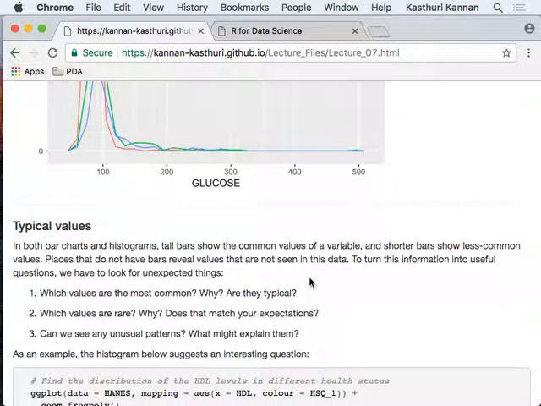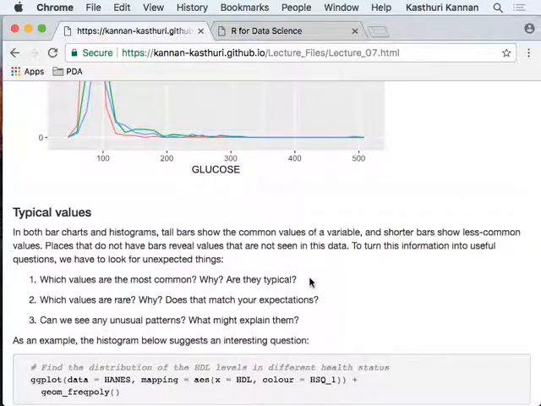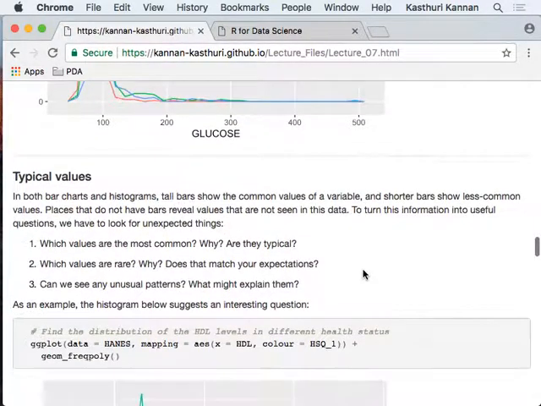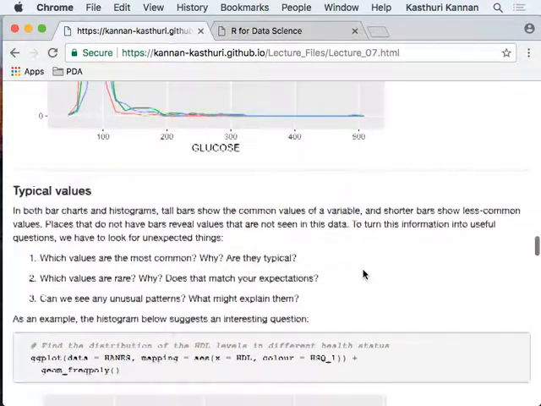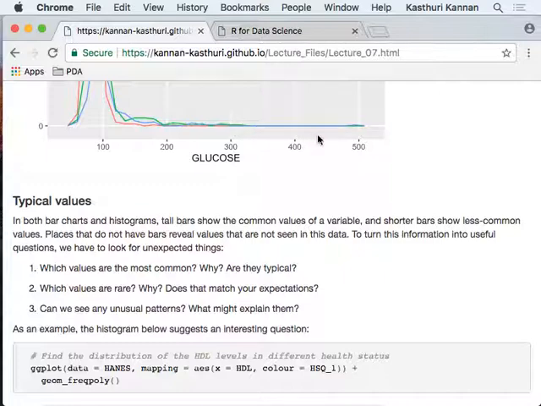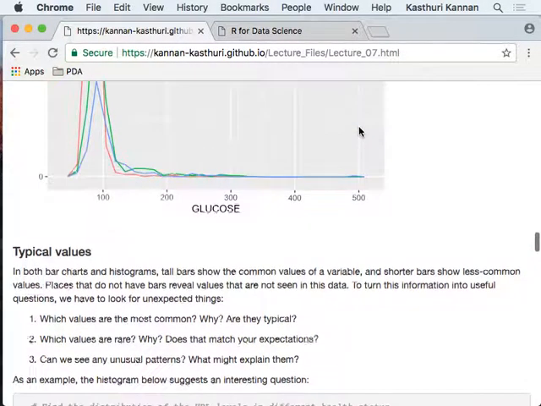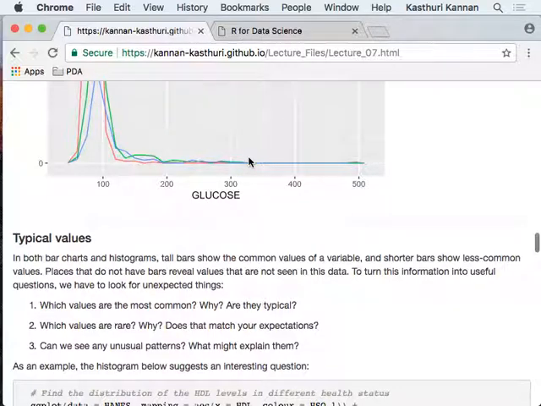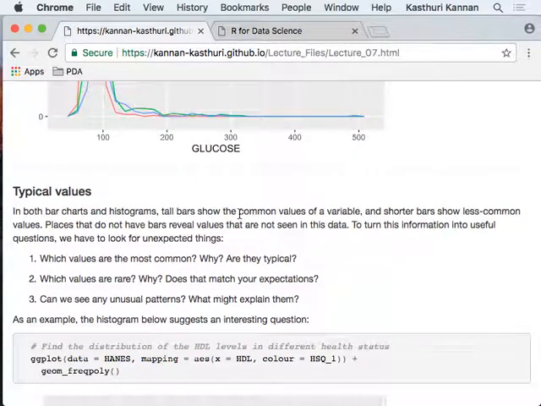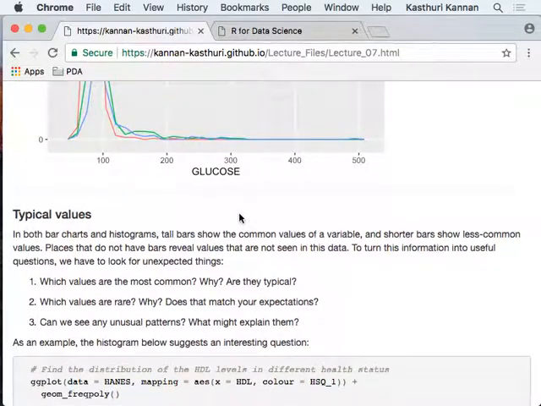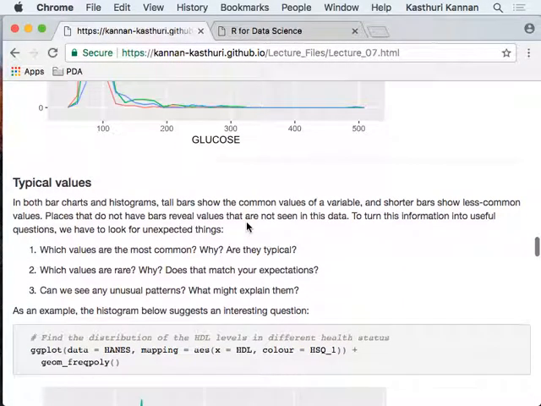Okay, so generally when you plot these distributions, you may want to infer something from the data. That's done by looking at the typical and common values and seeing how the data behaves. So, for instance, you may see in the distribution here that from 300 onward, there are almost no people who have glucose levels higher than 300, right? So these are some of the insights that you can infer from these distributions.